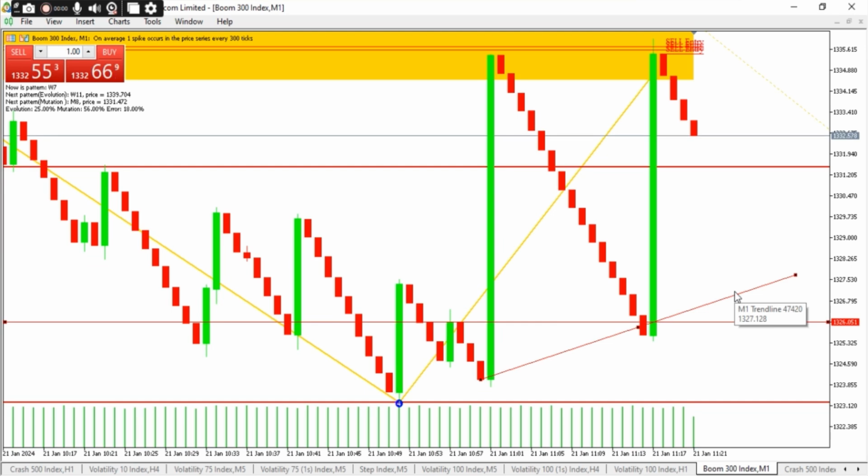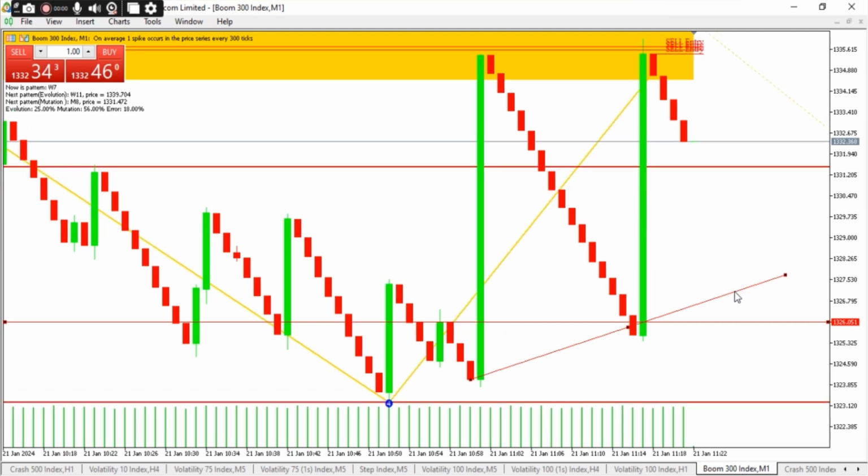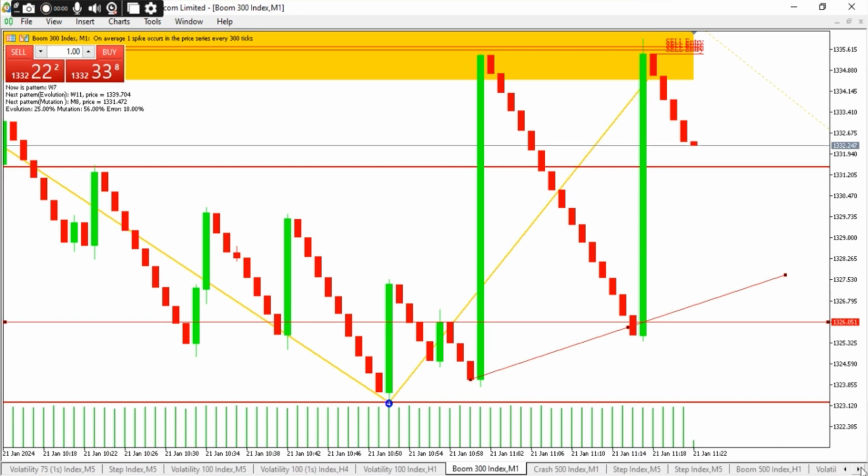Always start by putting a small lot size, then you add lot sizes as time goes on. For example, once it spikes, then pulls back a bit, you can now add positions. In that way, the chances of you closing a trade in loss will be minimized. So I think you have seen how to analyze Boom 300. So we can move to Crash 300.